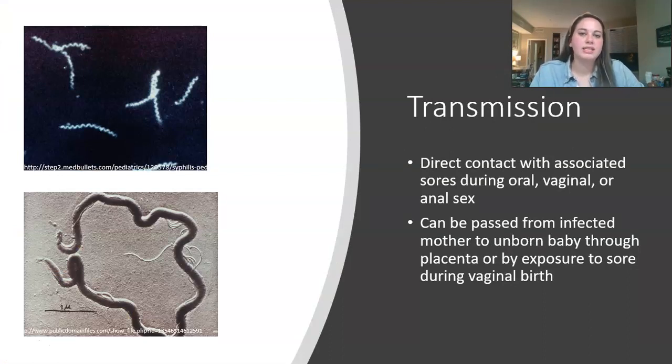So syphilis is a worldwide disease, and it only affects humans. And it's transferred by means of direct contact with associated sores during oral, vaginal, or anal sex. And it can also be passed from infected mother to unborn baby through placenta or by exposure to a sore during vaginal birth.